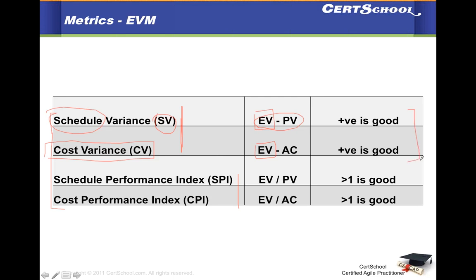And both of these, if they are positive, which means your earned value is more than your planned value or cost, which means that you are ahead of schedule or ahead of cost. That means you have spent less to earn that value. Also notice that EV is in all the formulae. All right, so that was about the variances.